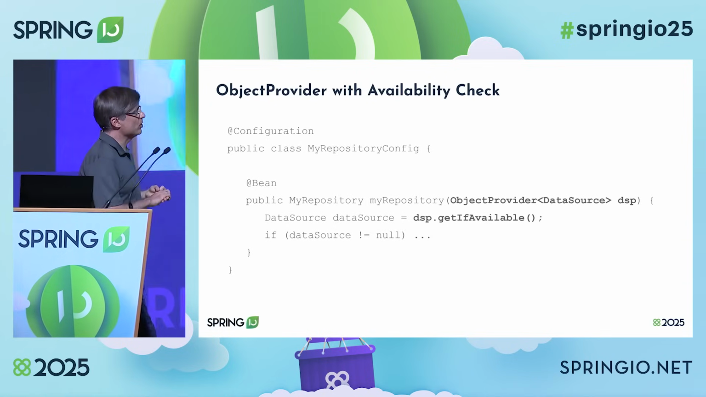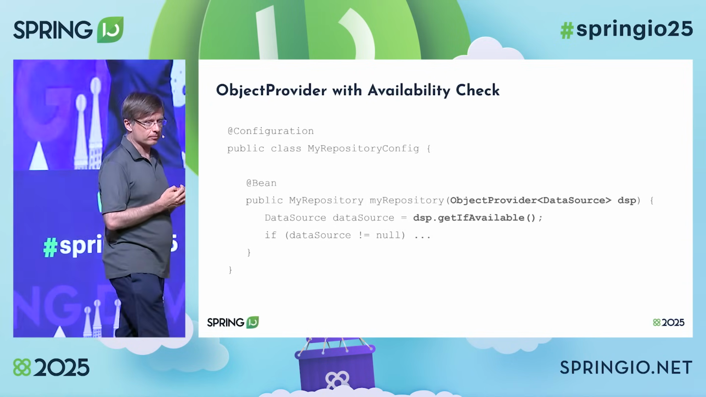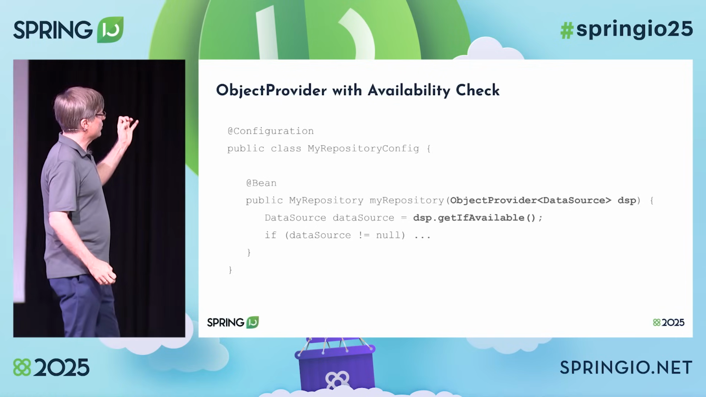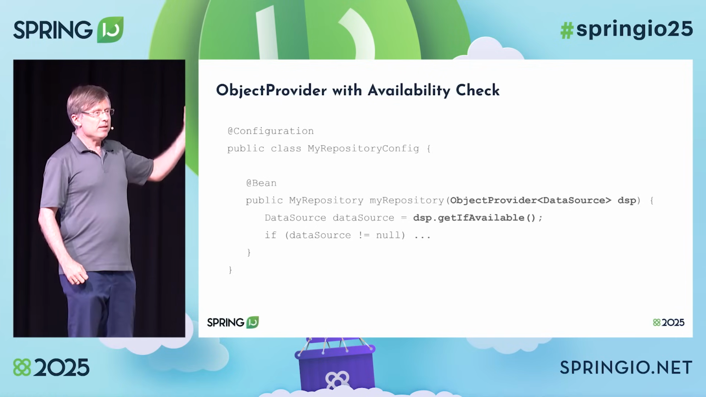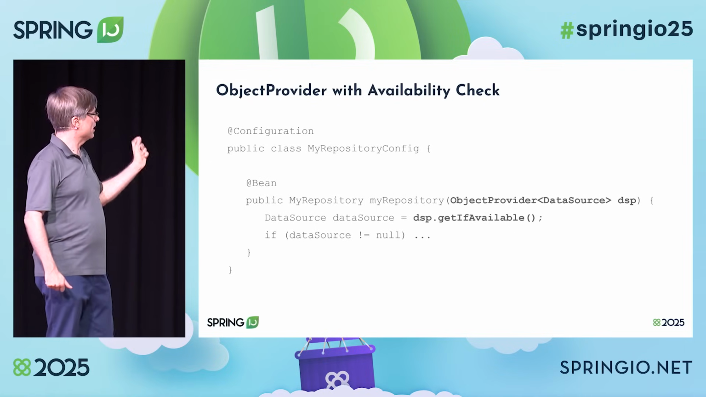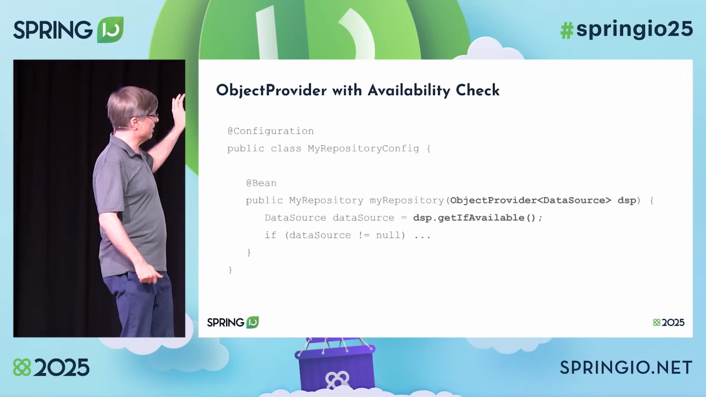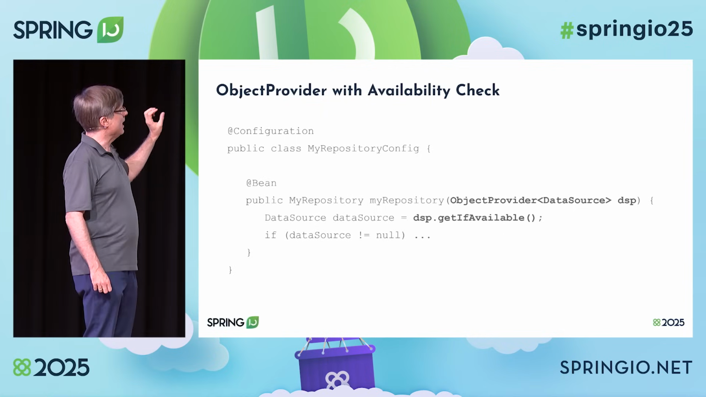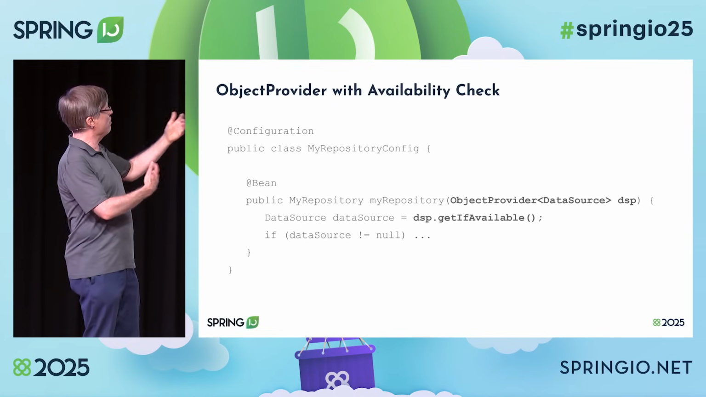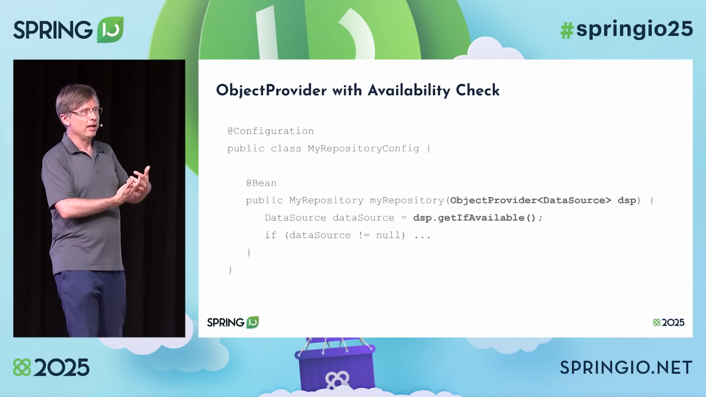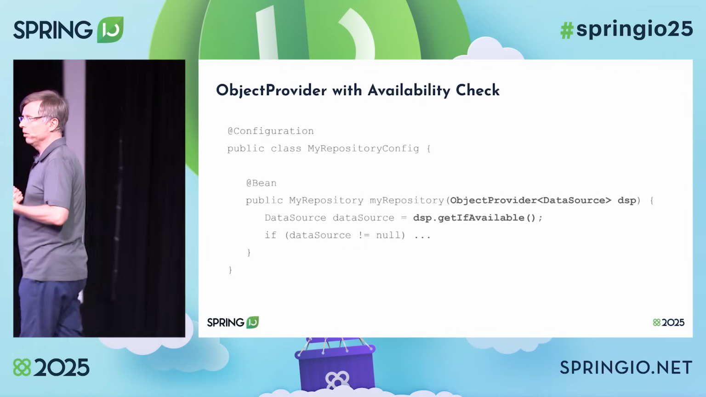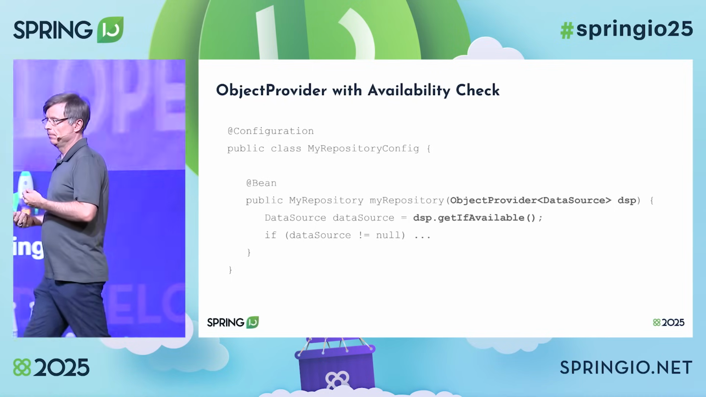ObjectProvider can also test for availability. You can actually check for availability as well, but you can also say, give me the data source if it is available, otherwise give me null. That's what getIfAvailable does. You have the target data source in your hands, no proxy, and it's conditional. It's like @Nullable, basically. So what we see here is a combination of @Nullable and @Lazy: access at the time of your choice, and conditional based on whether it's present or not.